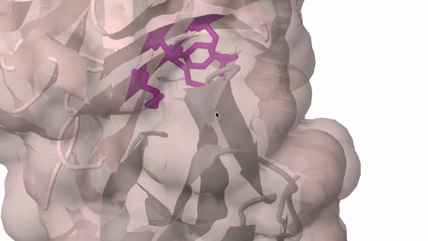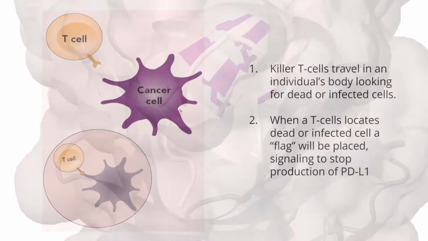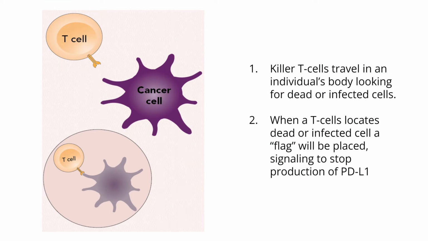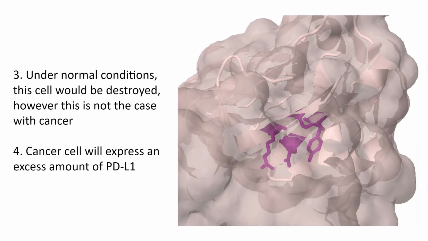In order to simplify this information, we have broken down the biggest aspects into 6 simple steps. The first thing that has to happen is a T cell will travel through an individual's body looking for dead or infected cells. If a dead or infected cell is found, the second step will occur. This T cell will then place a flag, as we know as PD-1, on top of the cell in order to signal stopping production of PD-L1. Under normal conditions, this cell would be destroyed. However, as we know, this is not the case with some cancer cells.